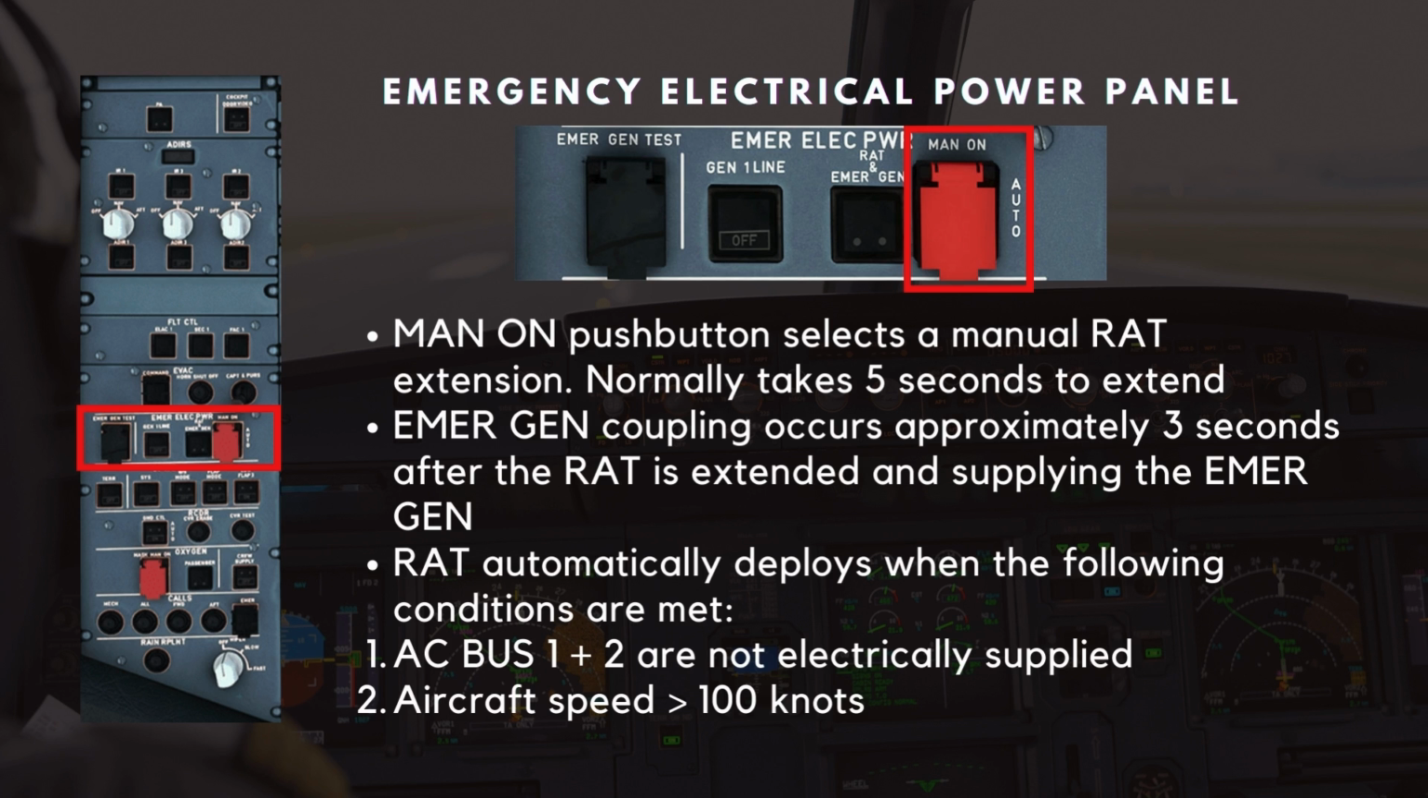The RAT automatically deploys when the following conditions are met. 1. AC bus 1 and 2 are not electrically supplied. 2. Aircraft speed exceeds 100 knots. Remember, when pressing a red guarded push button, the action must be confirmed between both pilots, and the action is irreversible.